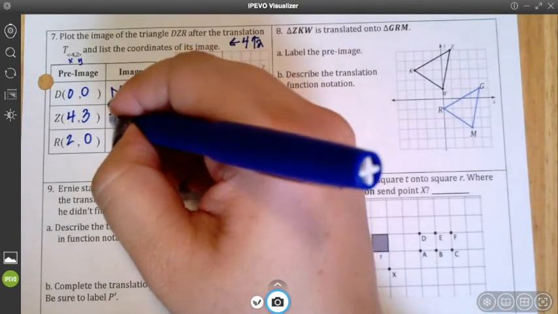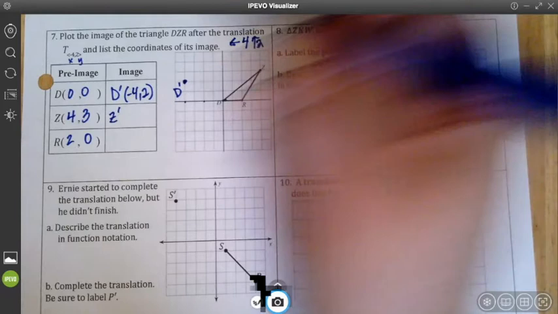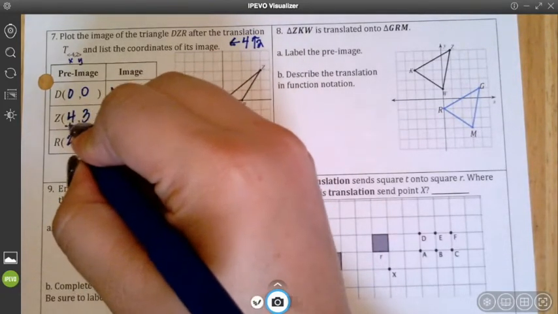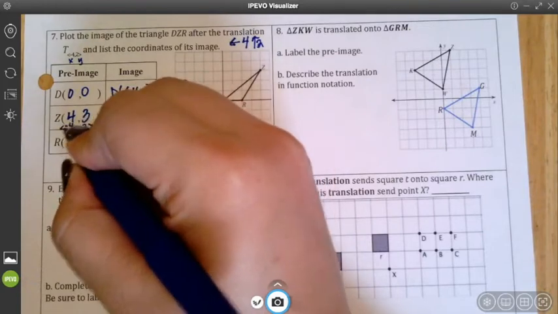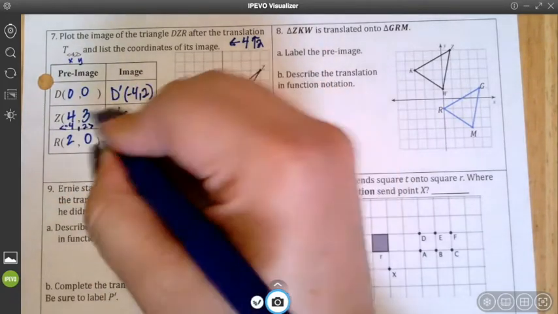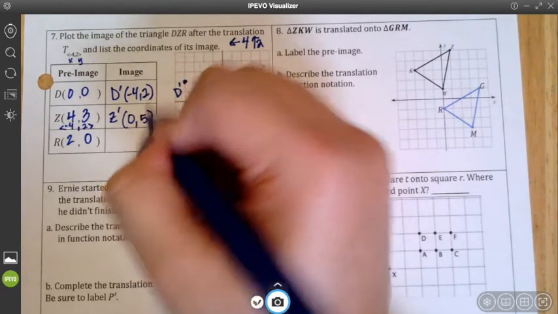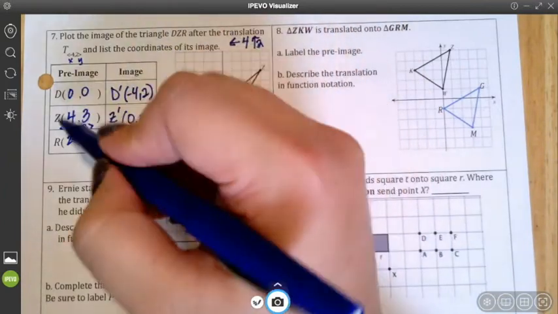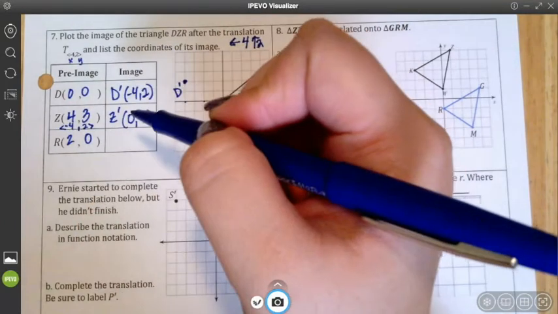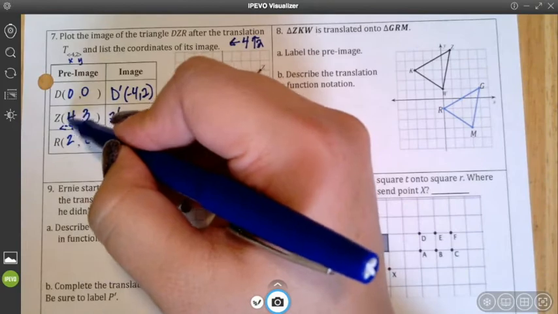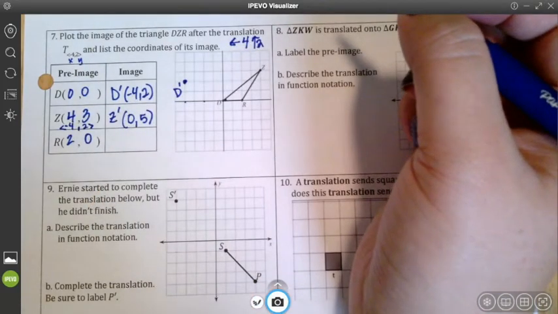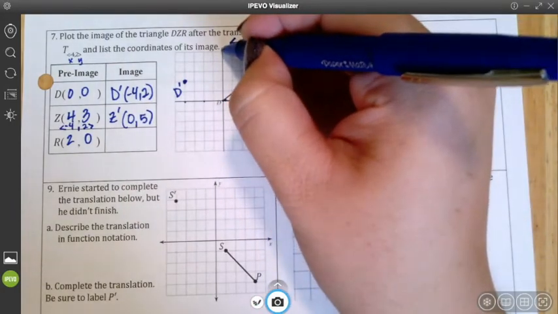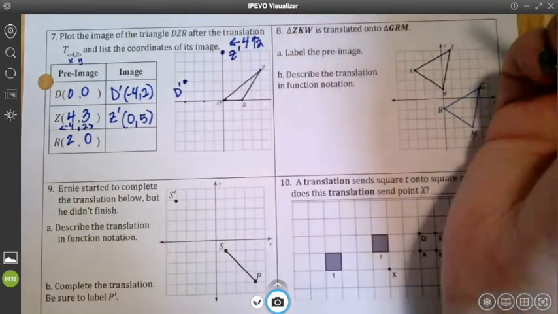For Z prime, let's do this the algebraic method. I would take 4, 3 and I would put the vector right below it, -4, 2. 4 minus 4 is 0. 3 plus 2 is 5. Why did I use subtraction for the first one and addition for the second one? Really, I'm adding both of them. But our X coordinate of our vector is negative. So it's 4 plus -4, which is why I said minus. So plotting the point 0, 5, right there, there is Z prime.